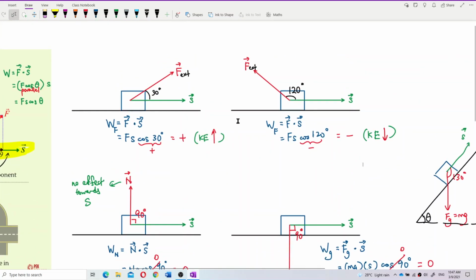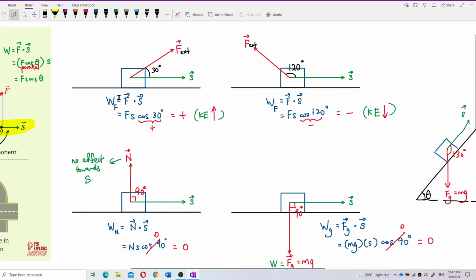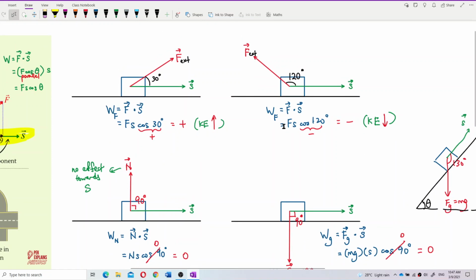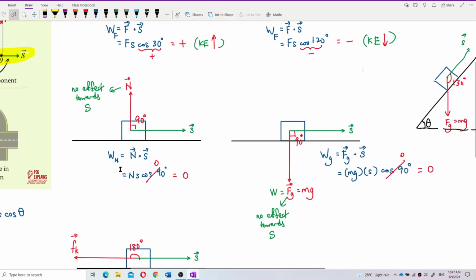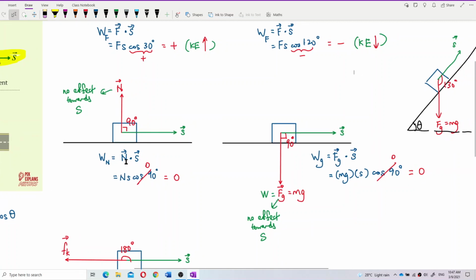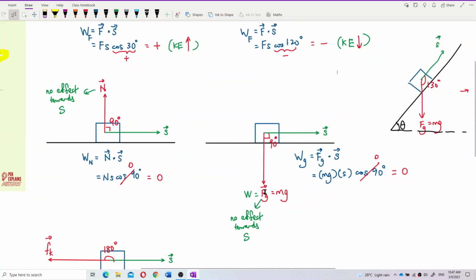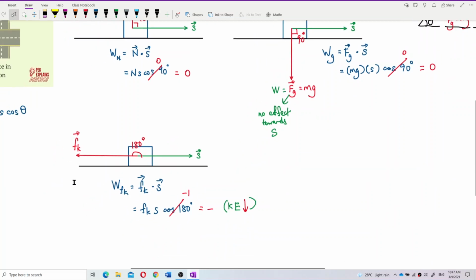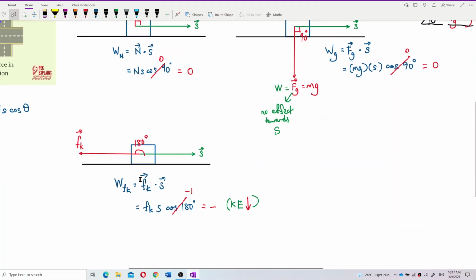So that's all for how to apply work done for various forces. If it is an external force, we use WF, where the subscript is F. If it is the normal force, we use WN. If it is the gravitational force or the weight, we use work done by gravity, the gravitational force multiplied by displacement. If it is friction, we use work done by friction, the frictional force multiplied by displacement.